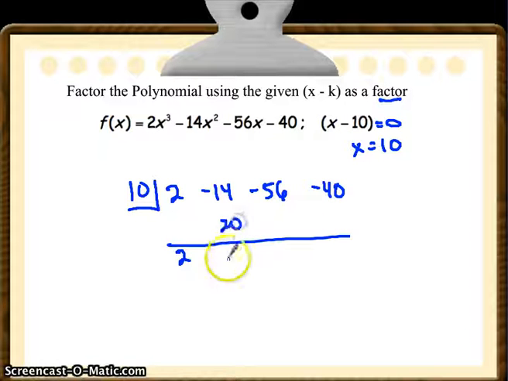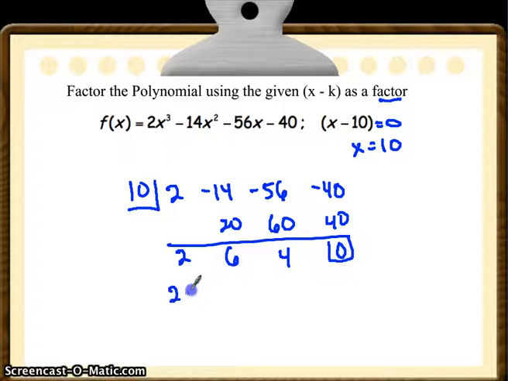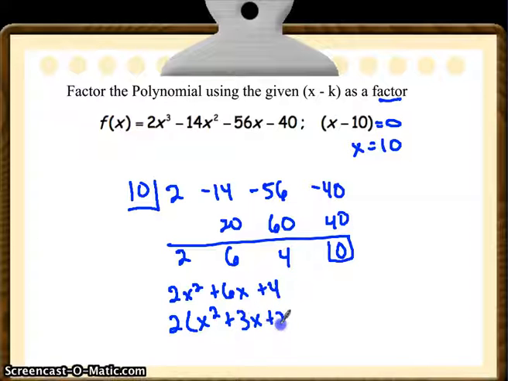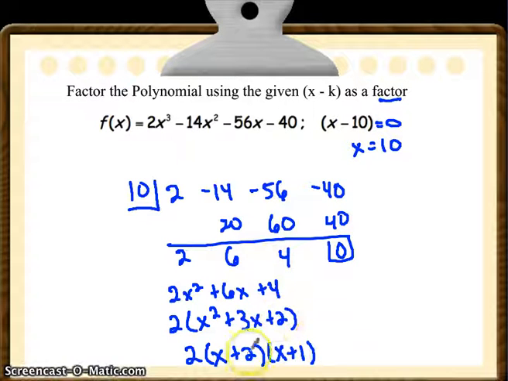Drop the 2, makes 20. Add them up is 6, makes 60. And multiply is 40, add them up is 0. So I've got 2x squared plus 6x plus 4. Now you might notice that all of those have a 2 in them, so I could factor that by first just taking out a 2 and hopefully making that easier. And then I can factor again by saying 2 times x plus 2 and x plus 1, multiplying to 2 and 2 plus 1 being 3 in the middle, and we've got that.